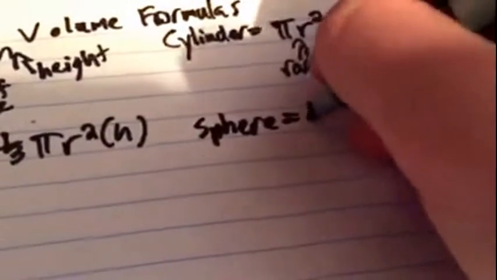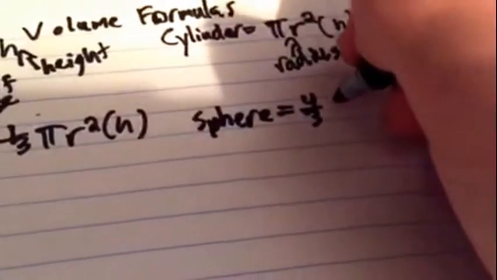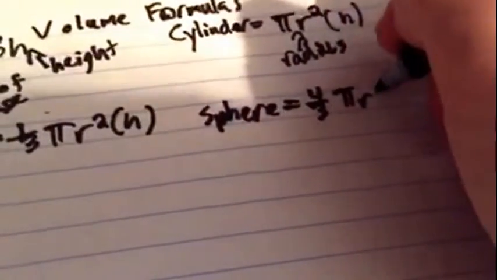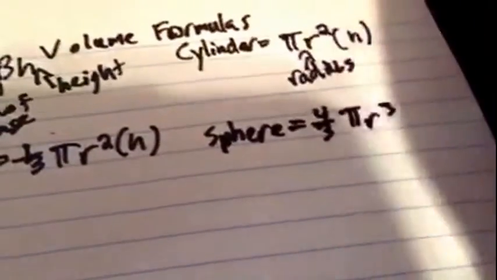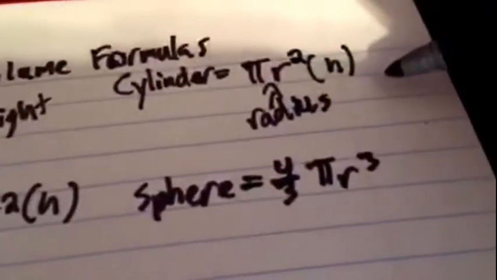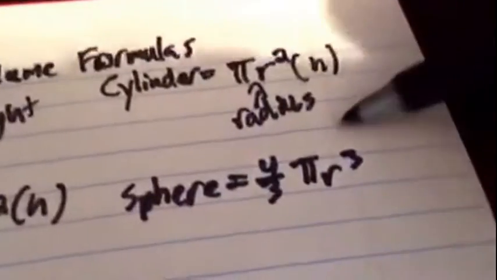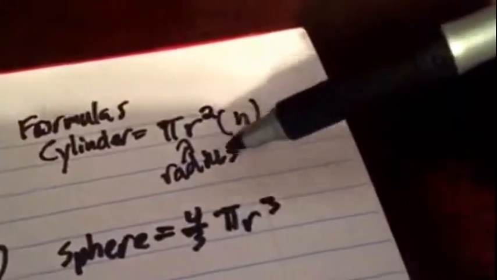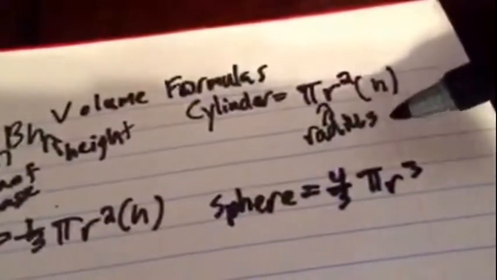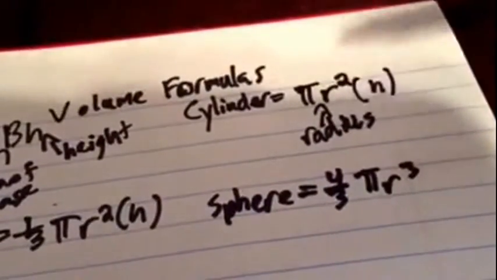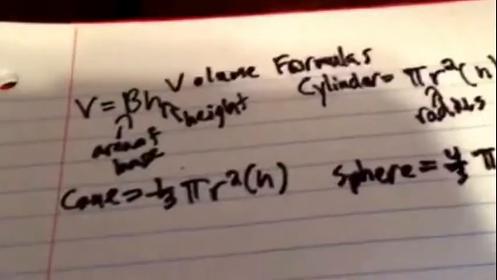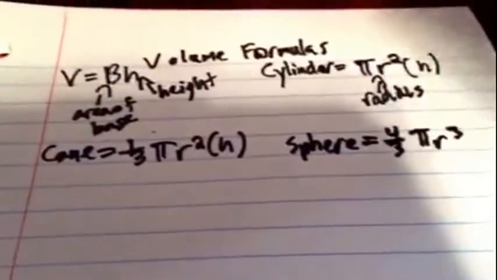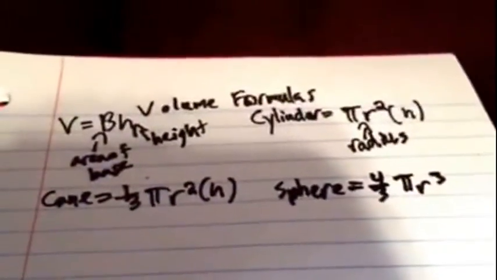A sphere is 4/3 pi r squared. Now, not squared, cubed. So, what you do in this is you put the radius in there, and it's 4/3 times pi times the radius cubed. Okay, so yeah, that's it for the formulas.